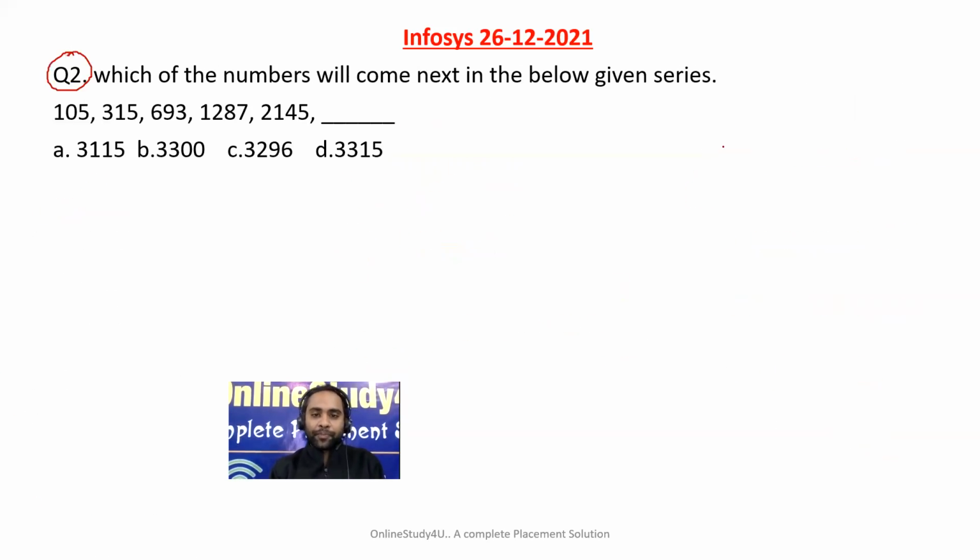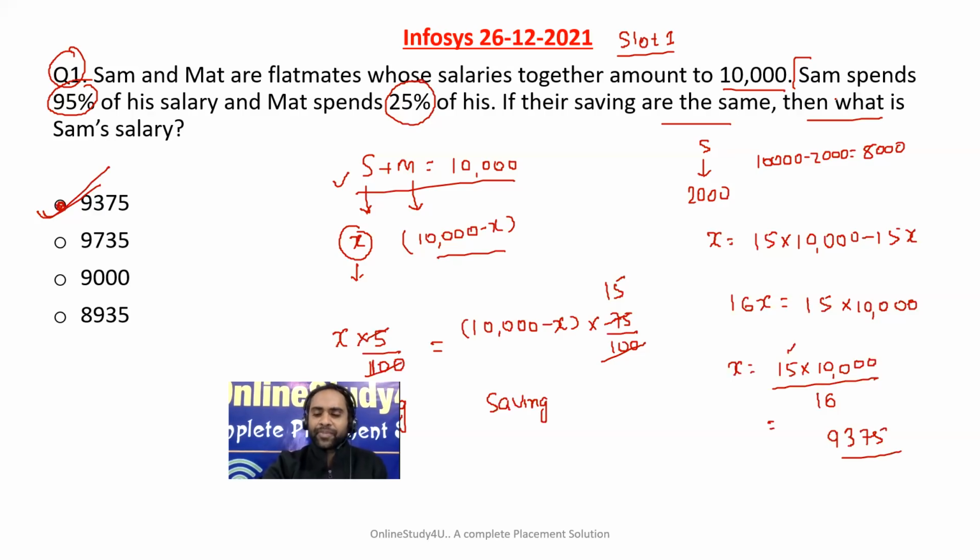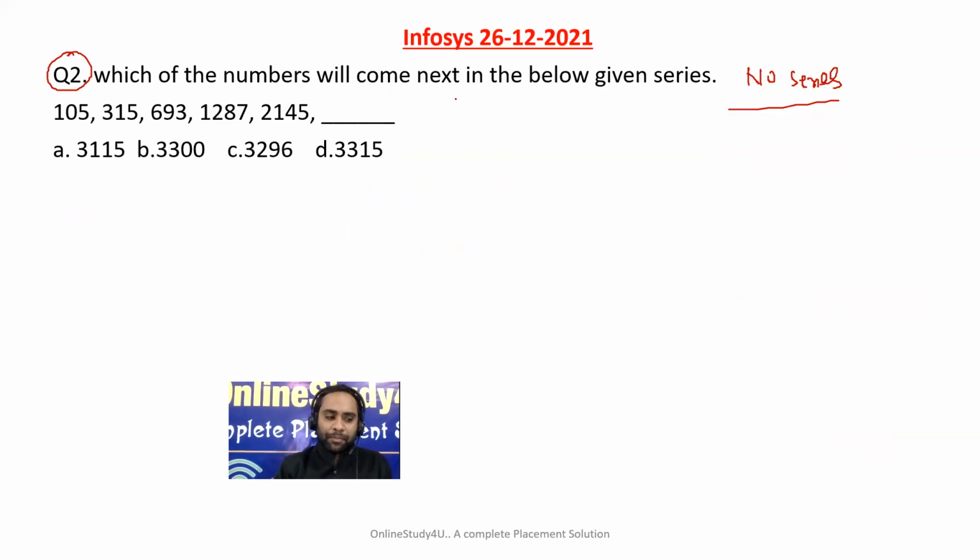Now question number 2 is a number series question. Question number 1 was from percentage, and question number 2 is from number series. So we have 105, 315, 693, 1287, 2145, and then what is next? Friends, here we need to take the difference.